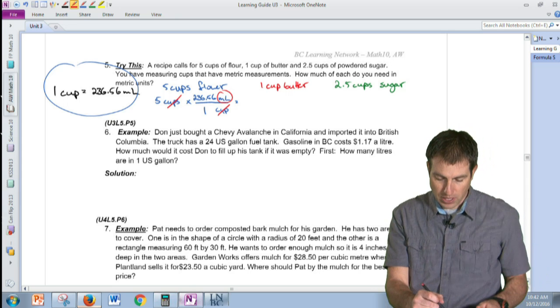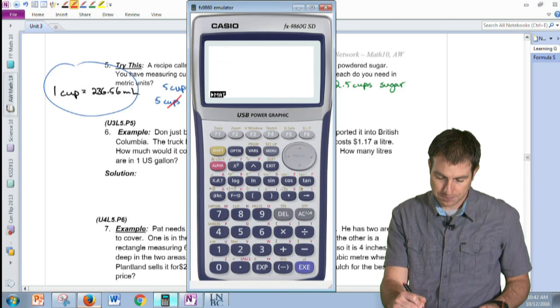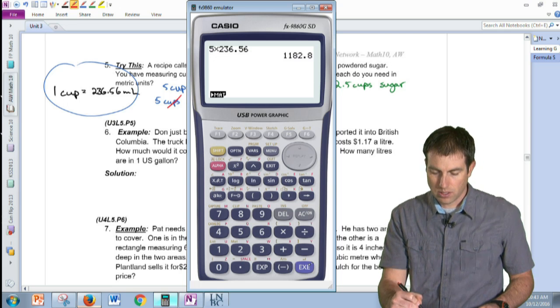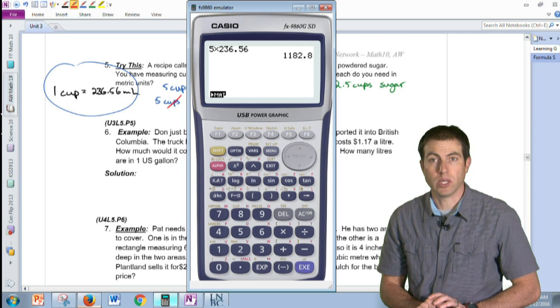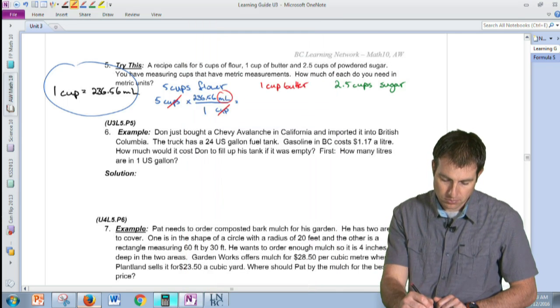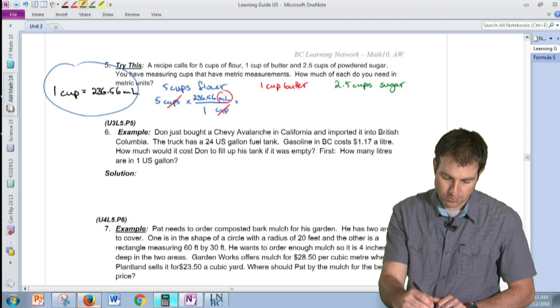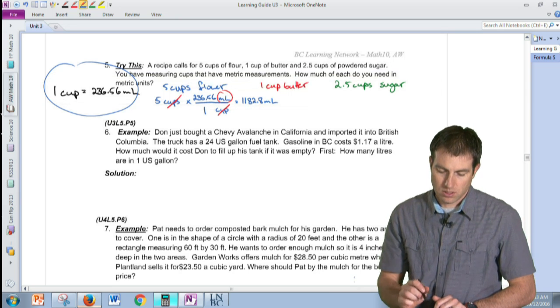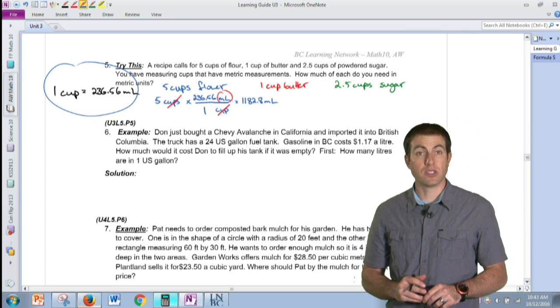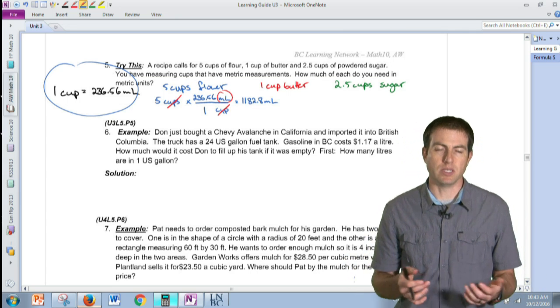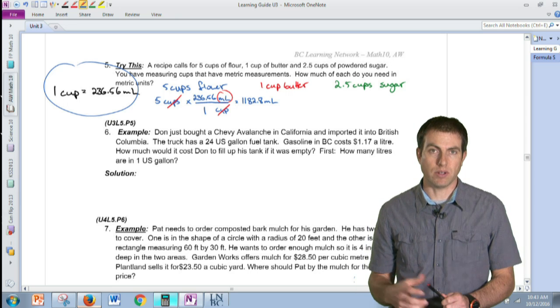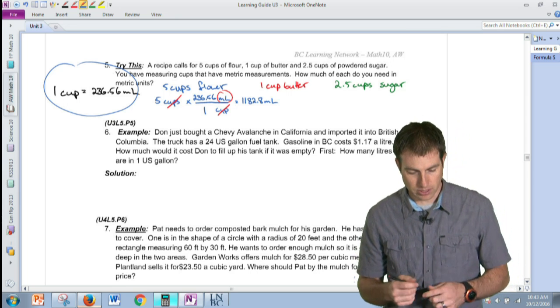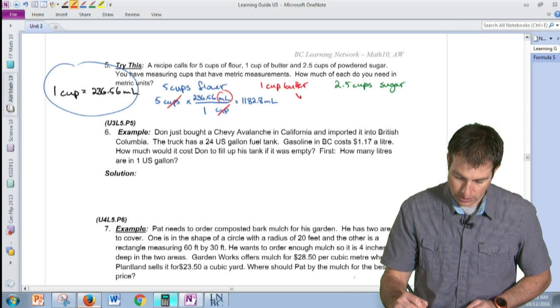So just to do the math here, 5 times 236.56 gives me 1,182.8 milliliters. So 5 cups of flour is about 1,100 milliliters. So it's just over a liter of flour. If I had a big measuring cup, I could do that calculation, pour some flour into it.